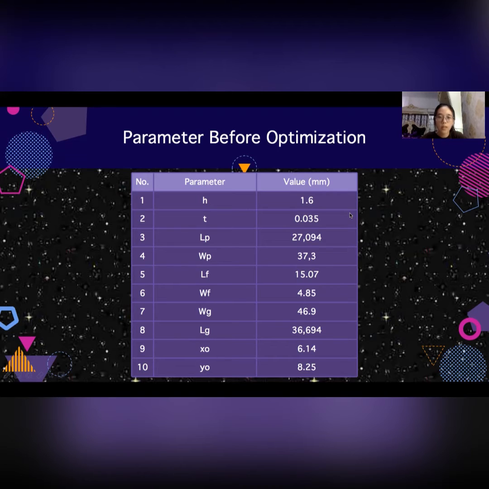Next is LP, which is the patch length, 27.094. WP is the patch width, which is 37.3. LF is the feed line length, which is 15.07. Next is WF, the feed line width, which is 4.85. Next is WG, the ground plane width, which is 46.9. And next is LG, the ground plane length, which is 36.694. Then there is X0, which is 6.14, and W0, which is 8.25.